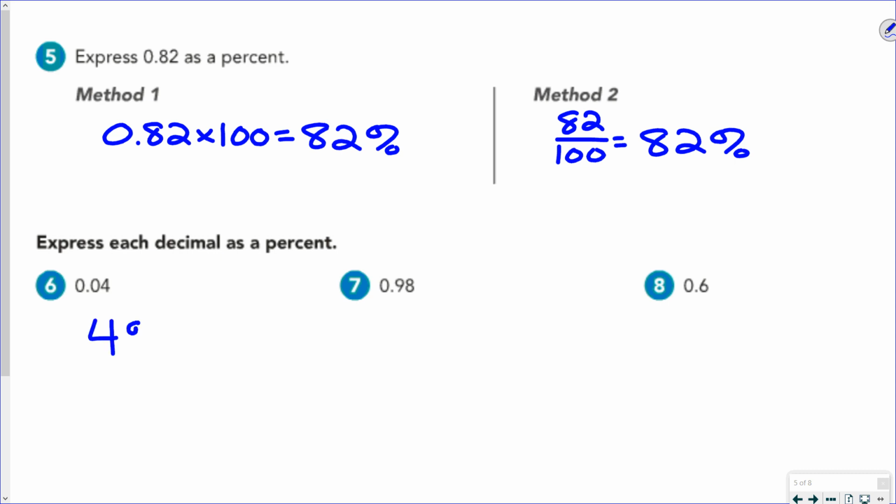So 6 would give us 4%, 7 would give us 98%, and number 8, which is a very commonly missed one, is actually 60%. The most common incorrect answer for that one is 6%, because you forget to move the decimal point 2 places to the right.